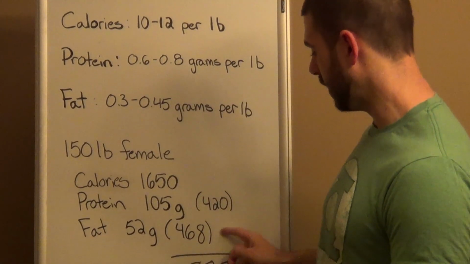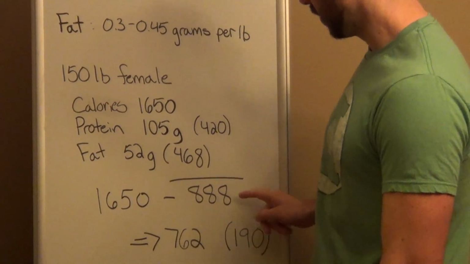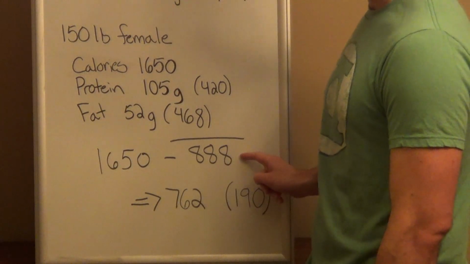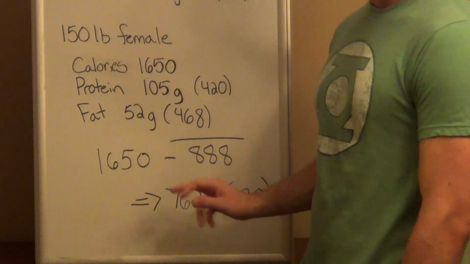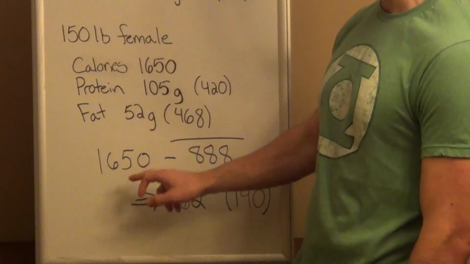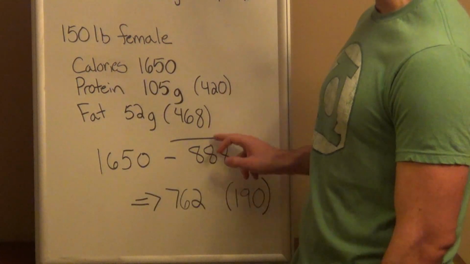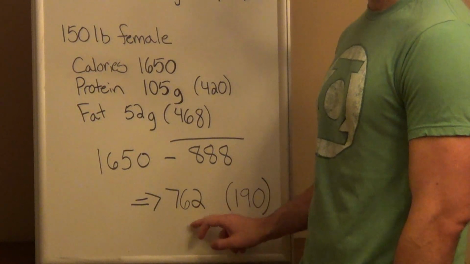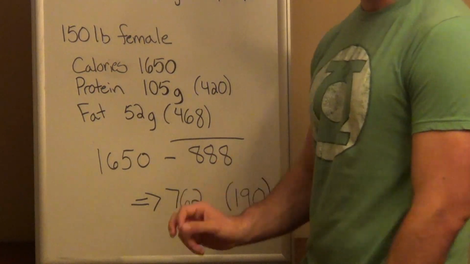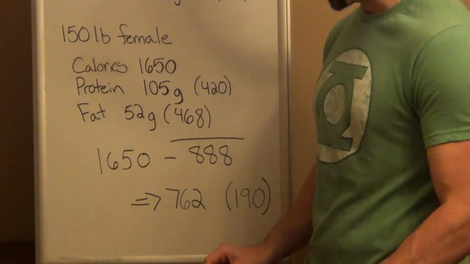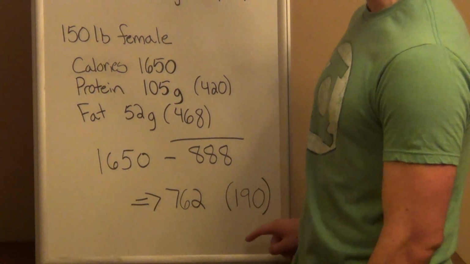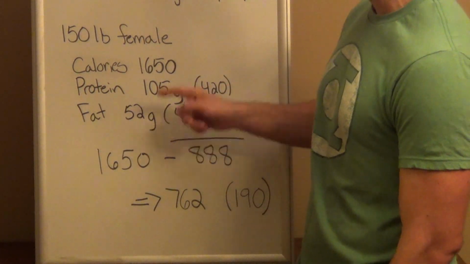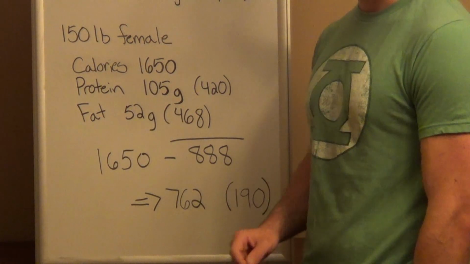If we add her protein and fat minimums together in calories, we get 888. That's the total calories she'll use achieving her two minimums. We take her total calories, which were 1650, and subtract the calories to hit our minimums, and that leaves 762 surplus calories for whatever you want. If you want to use them all towards carbs, which you can, then you would have 190 carbs. If you absolutely must have three numbers to hit, our example would have 105 protein, 52 fat, and 190 carbs.